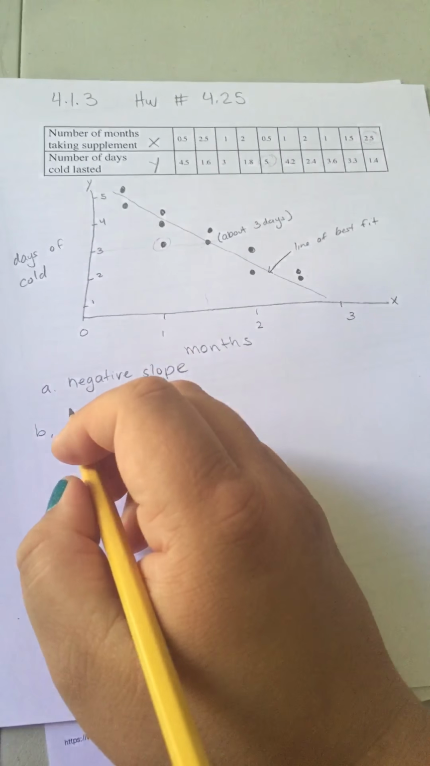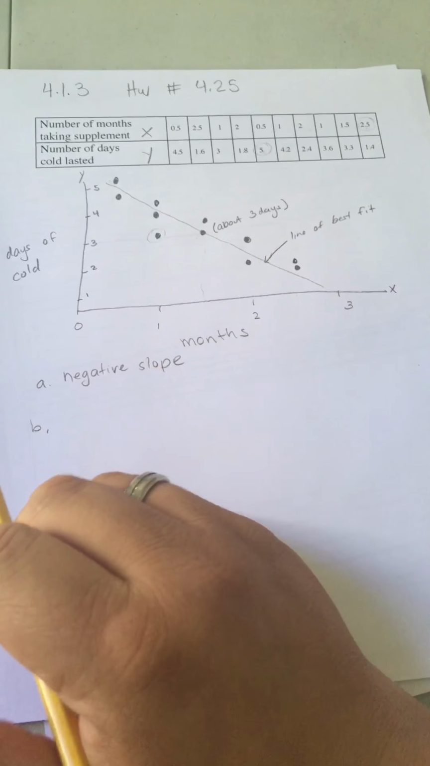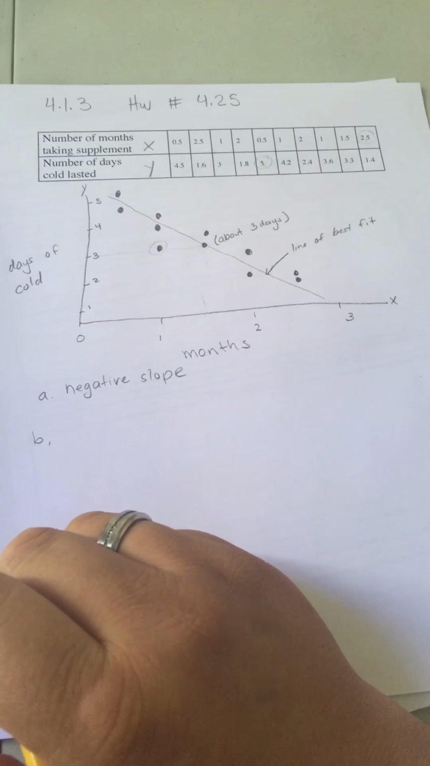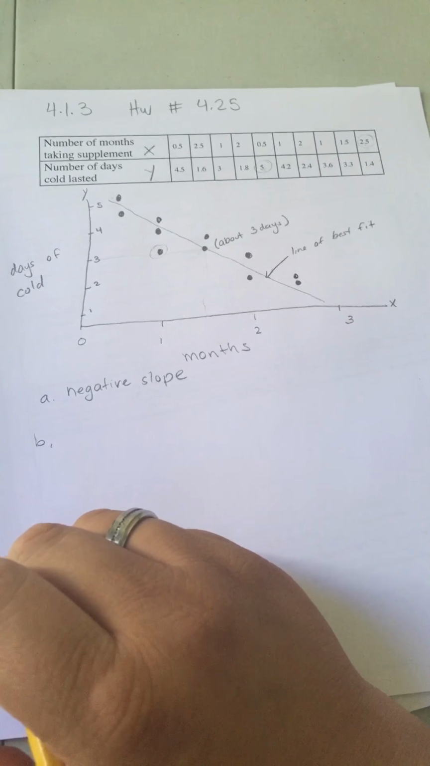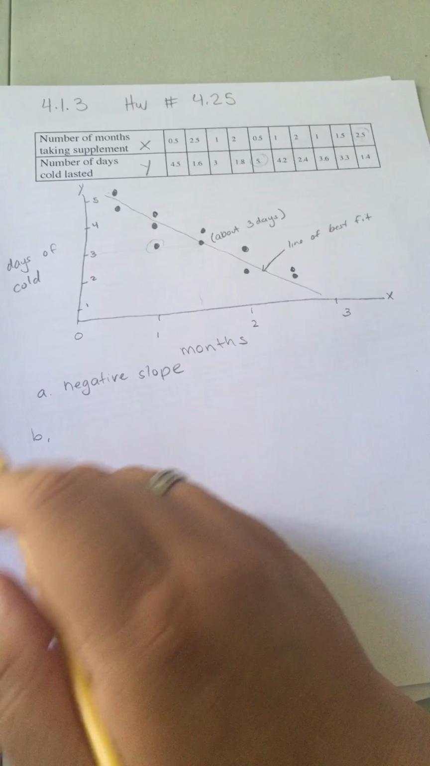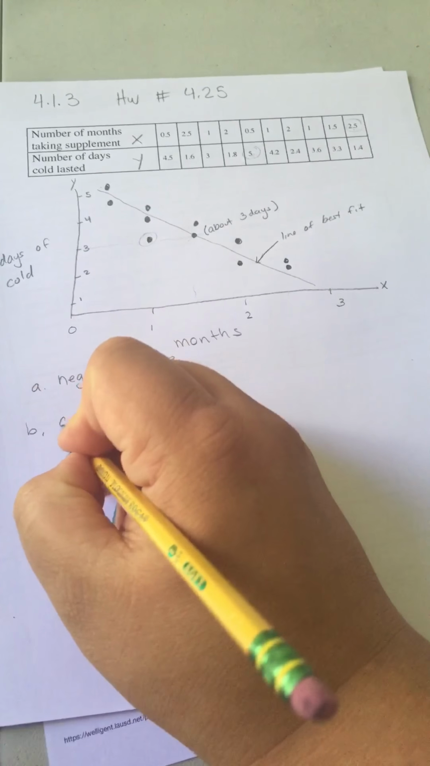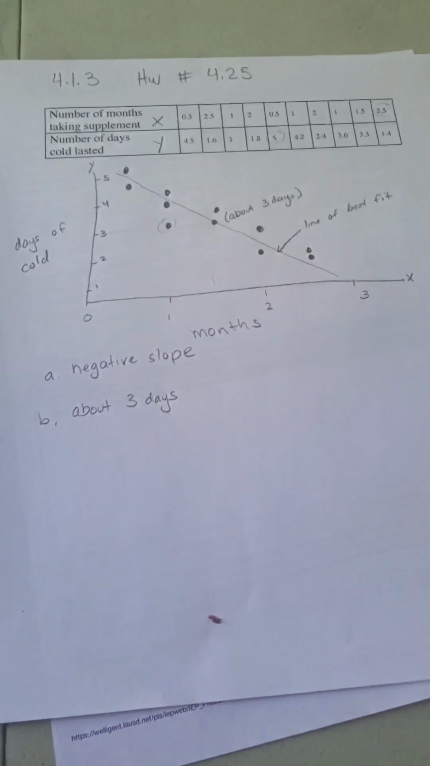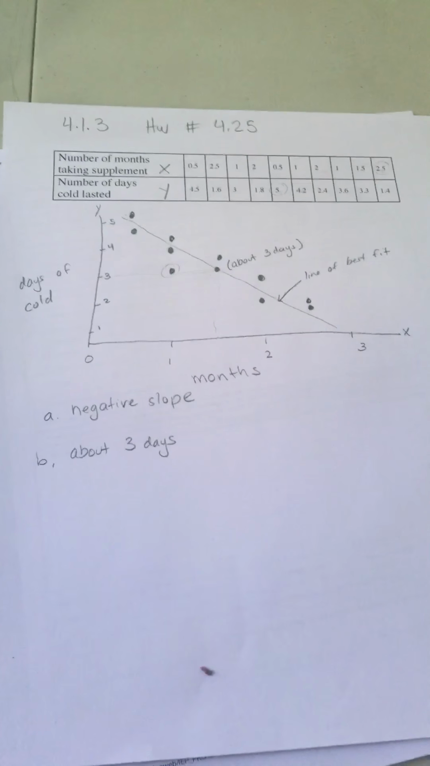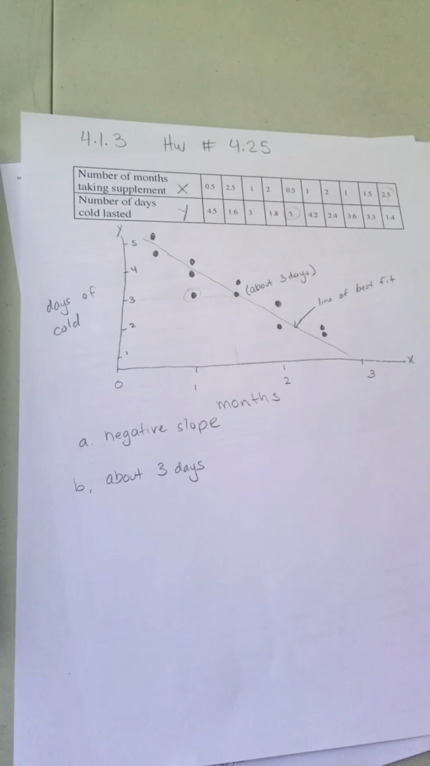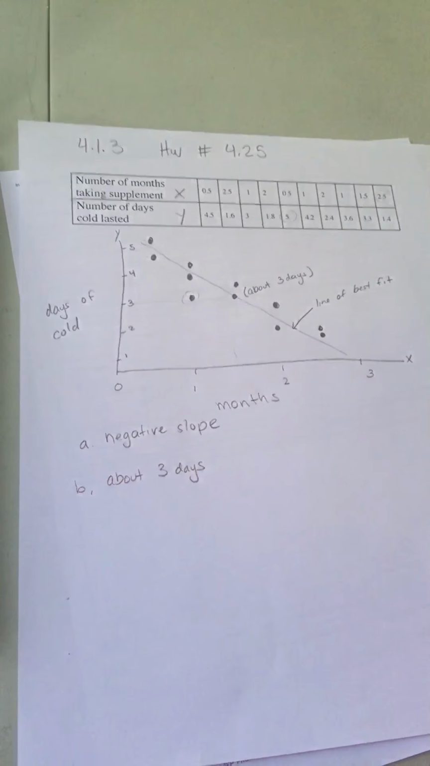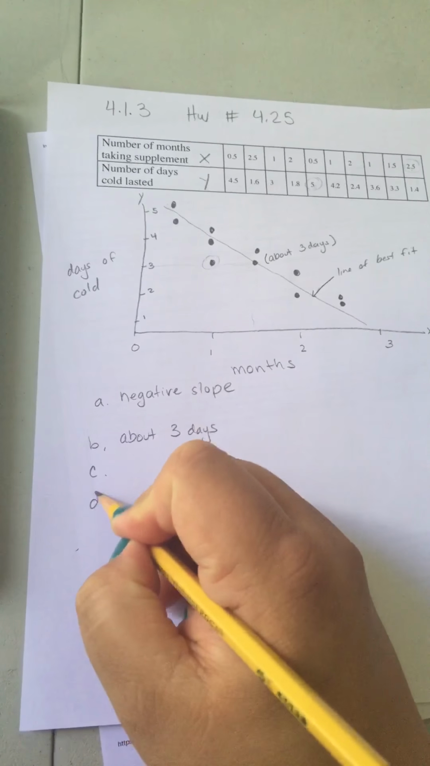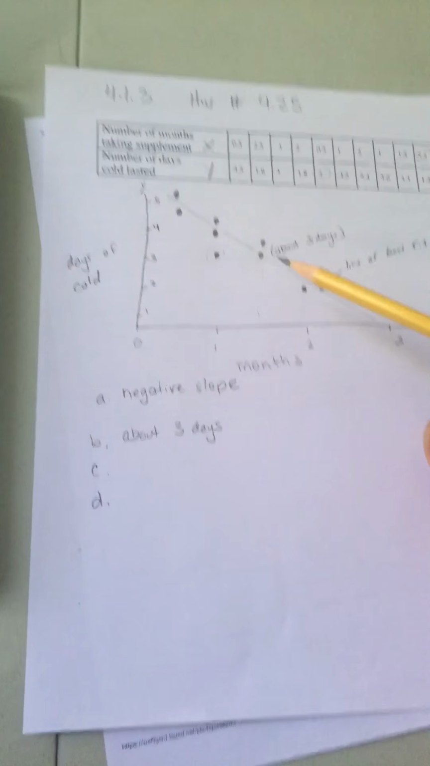So for letter B, it says, according to your model, how many days do you expect the cold to last for a patient taking the supplement for 1.5 months? The answer would be about 3 days. This is just guessing using our line of best fit. I will get back to you guys on letter C, where it's asking us to calculate the residual. I might have to ask Ms. Taylor for some help.